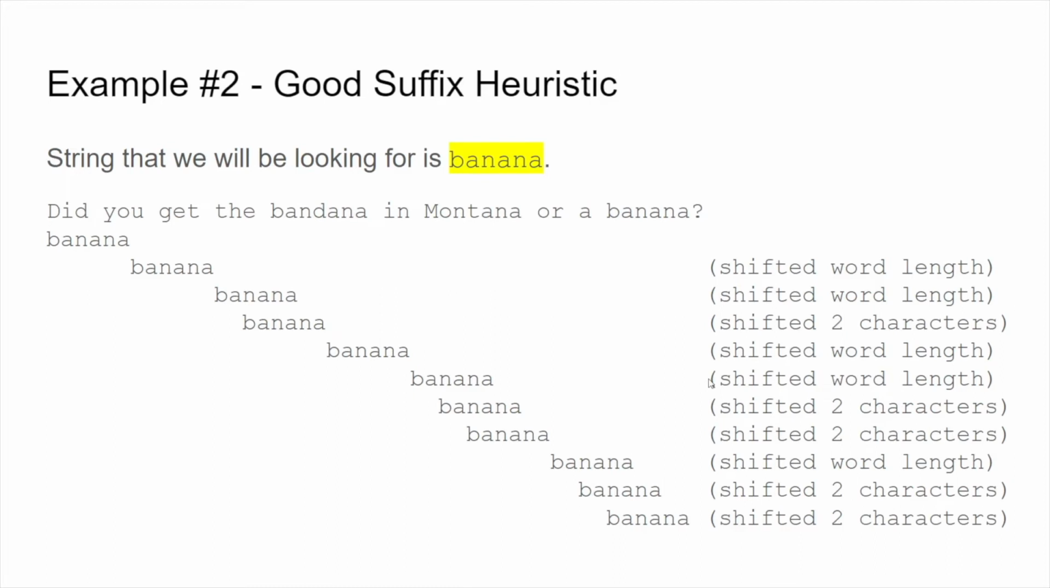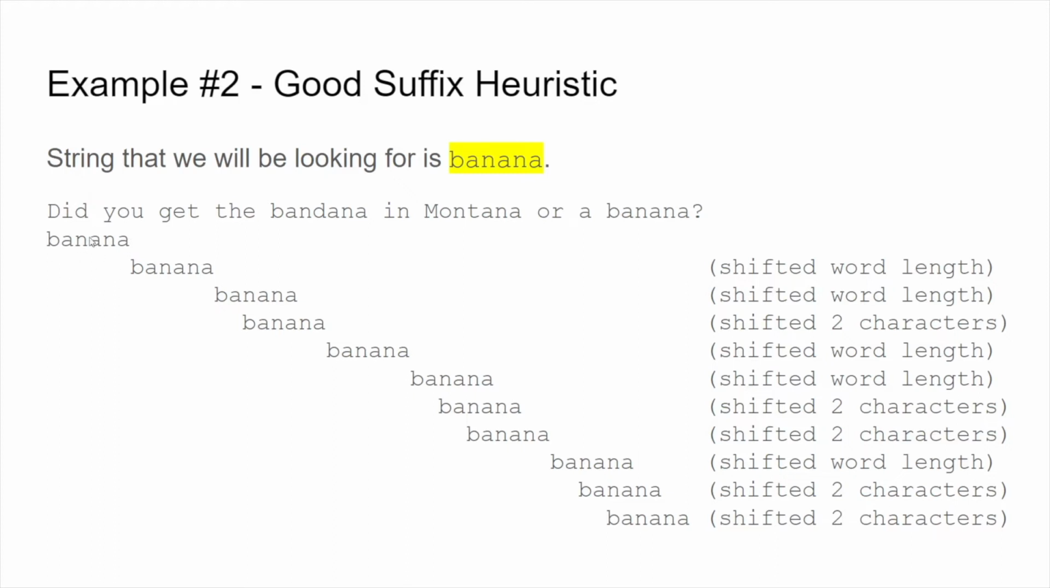In our next example, we'll be looking at the good suffix heuristic. The word that we've been looking for is banana in the string, "Did you get the bandana in Montana or banana?" So again, we line up the strings initially on the left-hand side, and then we look at the rightmost character, and we see that the O and the A line up.